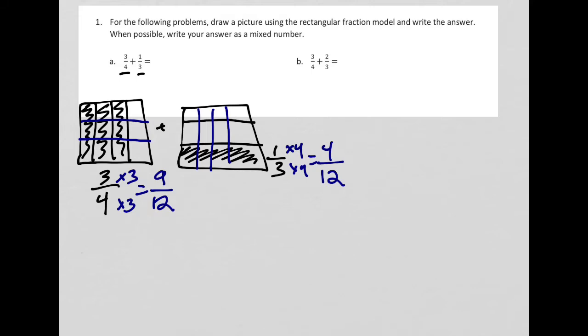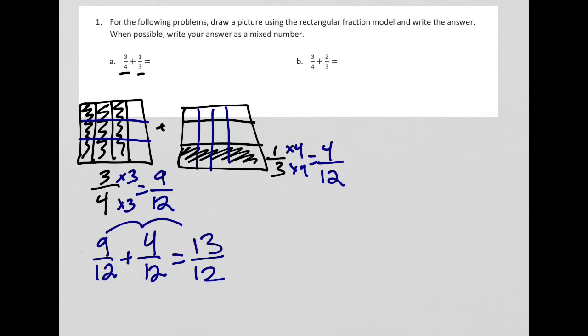So now my new equation is going to be 9/12 plus 4/12. And when I add 9/12 and 4/12 together, because they're both 12ths, my denominator will stay 12. And when I add my numerators together, 9 plus 4 equals 13. 13/12 is a fraction greater than 1. It's an improper fraction. So I can simplify and write it as a mixed number.